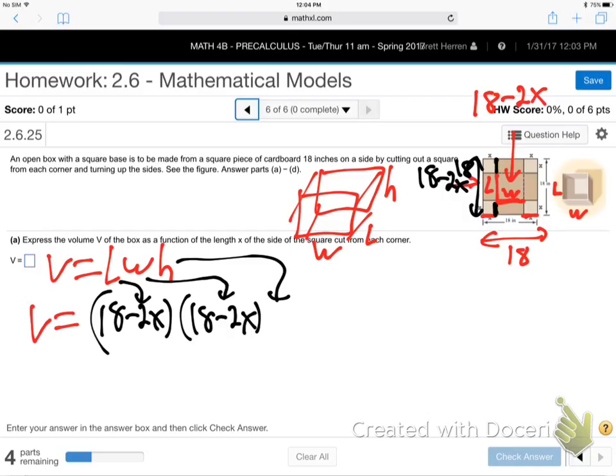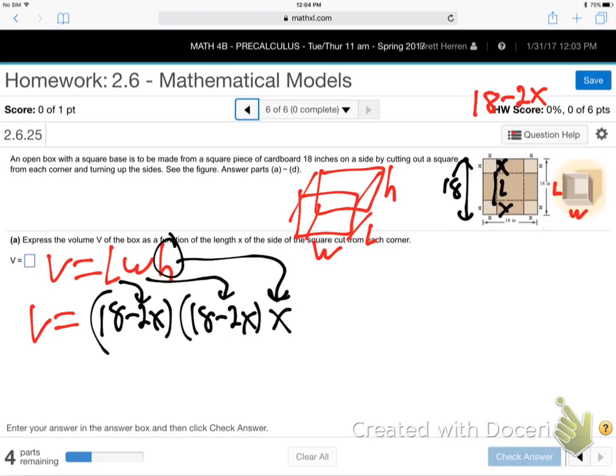Am I going too quick? Is that making sense? Let me show that again over here. Right? So again, it's 18 all the way. This is the length. And this is x. And this is x. So the length is 18 minus 2x. So is the width. All right, what's the height?